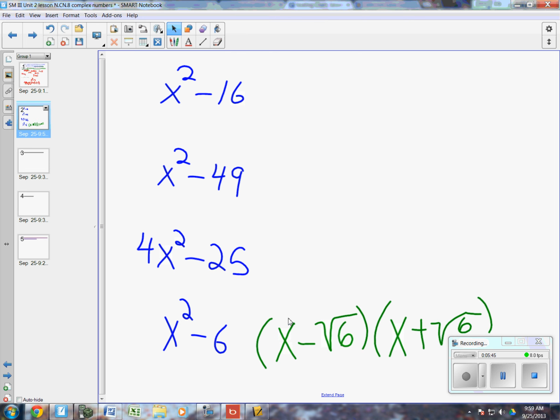Okay, how many of you had that? x minus the square root of 6 times x plus the square root of 6. Can you do that? Yeah. If you multiplied those two back together, guess what you would get?